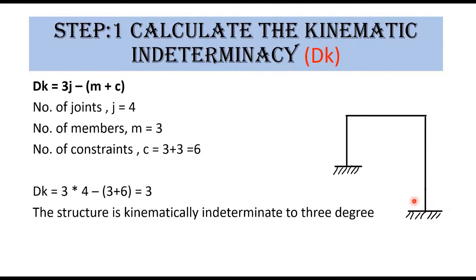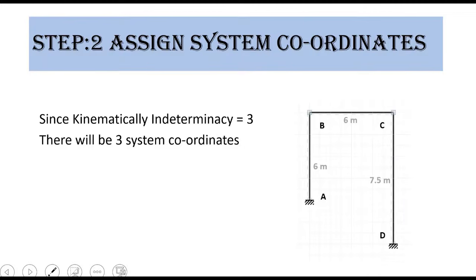and 4. So j is 4, and the number of members are 1, 2 and 3. So we have 3 members, and constraints, since both are fixed ends, the constraints are 3 plus 3 is equal to 6. So the degrees of freedom or kinematic indeterminacy is 3 times j minus m plus c. Okay, so 3 times 4 minus 3 plus 6, which is equal to 3. So we have 3 degrees of freedom. Since this is a sway structure, there is no degree of freedom that is neglected. So we have 3 degrees of freedom, and we will assign system coordinates according to the degrees of freedom.